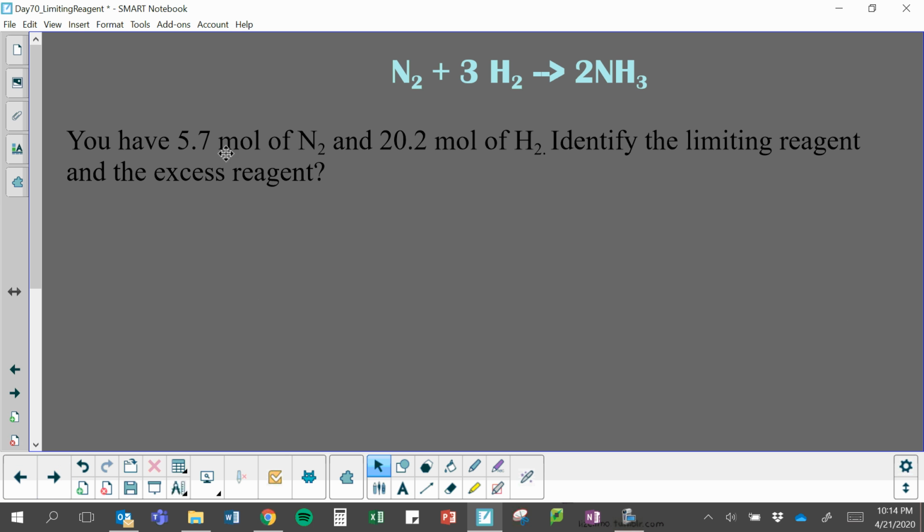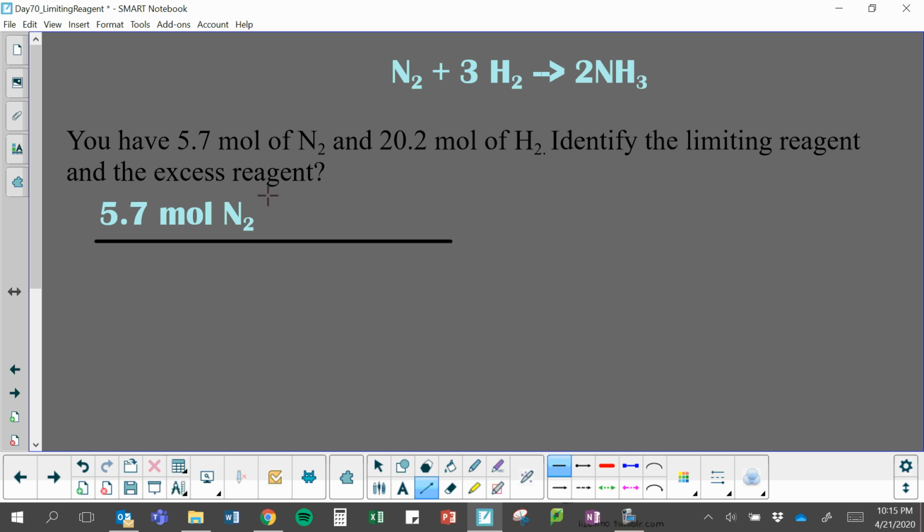So we're going to try another one. So here we have 5.7 moles of N2 and 20.2 moles of H2. And again, we're identifying limiting and excess reagents. So 5.7 moles of N2. And again, I'm going to convert the reactants into products. And if you had more than one product at the end, it doesn't matter which one you would convert to, as long as you are converting both of your reactants into the same product so that you can compare them.